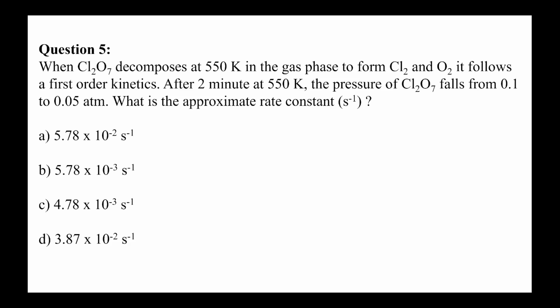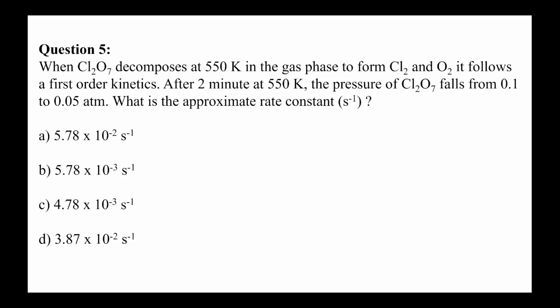The initial and the final pressure is given. The time is given. So you have to calculate the rate constant. Your options are: option A, 5.78 into 10 raised to the power of minus 2 per second. Option B, 5.78 into 10 raised to the power of minus 3 per second. Option C, 4.78 into 10 raised to the power of minus 3 per second. And option D, 3.87 into 10 raised to the power of minus 2 per second.